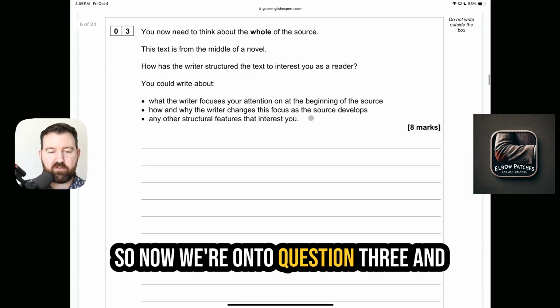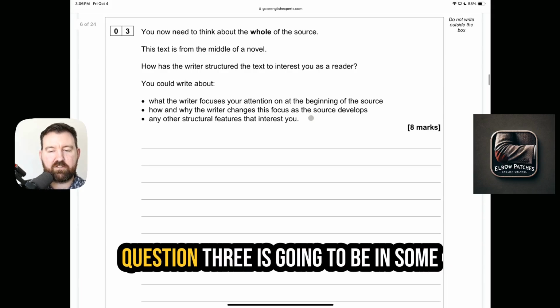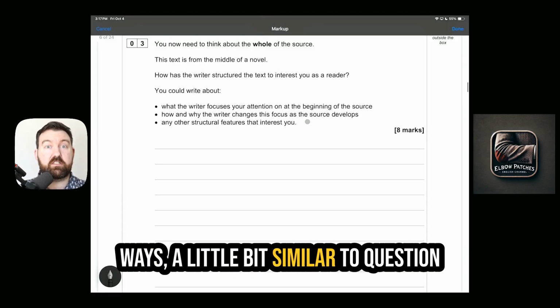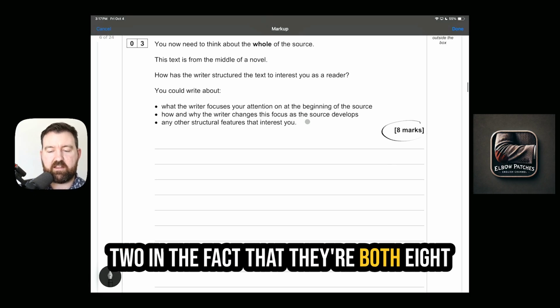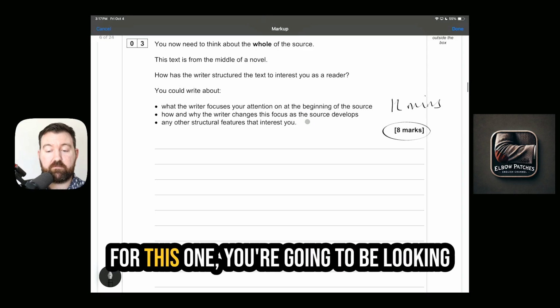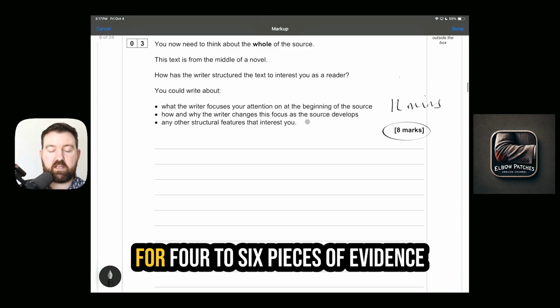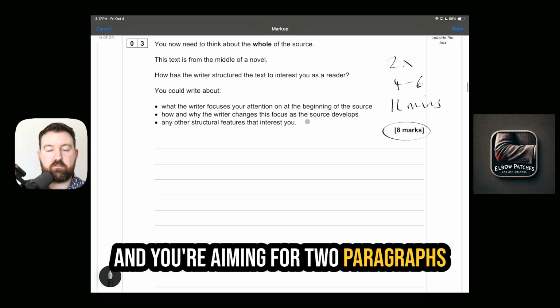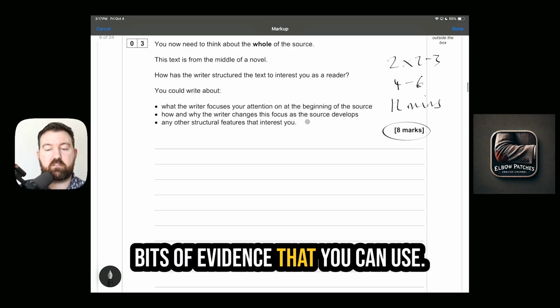Okay, so now we're on to question 3. And question 3 is going to be, in some ways, a little bit similar to question 2 in the fact that they're both 8 marks and you've got 12 minutes again for this one. You're going to be looking for 4 to 6 pieces of evidence again, the same as for question 2. And you're aiming for 2 paragraphs with 2 to 3 bits of evidence that you can use.